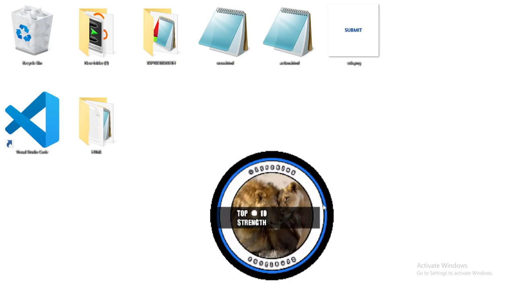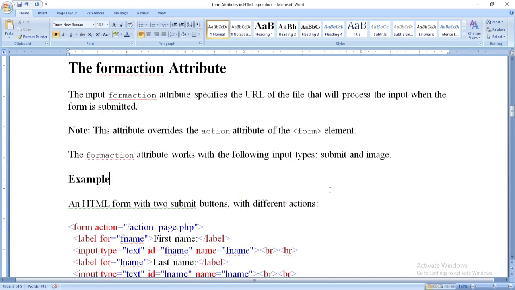Welcome back everyone. Quickly, let's continue our discussion on HTML form attributes. Right here we will be discussing the HTML form attributes in HTML input, and the attribute we are going to use is the form action attribute. The form action attribute in our HTML input specifies the URL of the file that will process the input when the form is submitted. Note one thing, this overrides the action attribute of the form element.